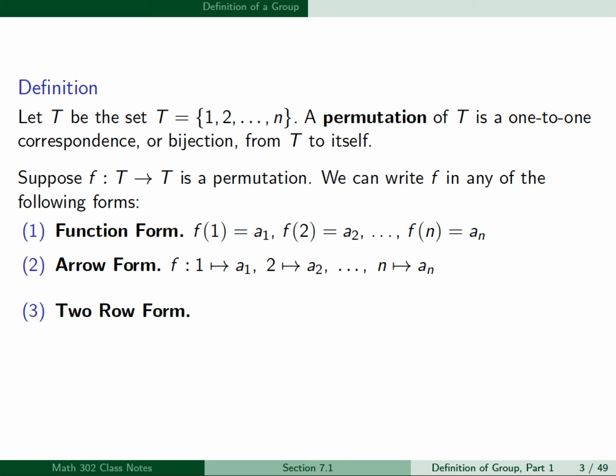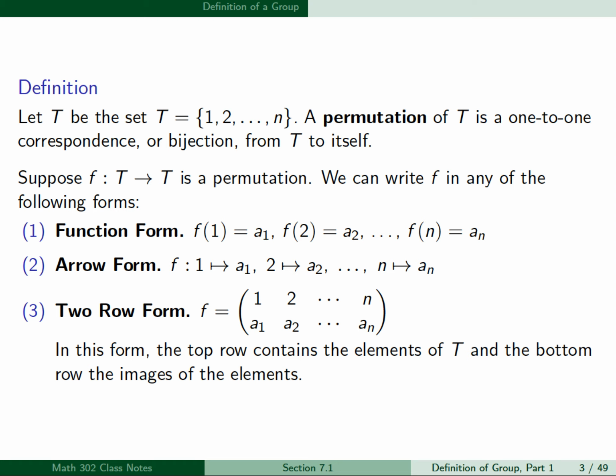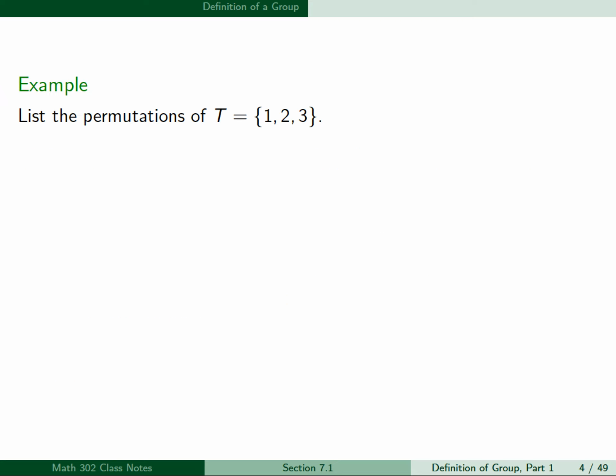And finally, two-row form, which is the form we'll be using most of the time. In this case, we write f as a 2 by n matrix, where we have the entries 1, 2, up through n in the first row, a1, a2, down to a sub n in the second row. So the top row contains the elements of T, and the bottom row the images of the elements. For an example, let's list the permutations of the set T equal 1, 2, and 3. So in this case, n is equal to 3.